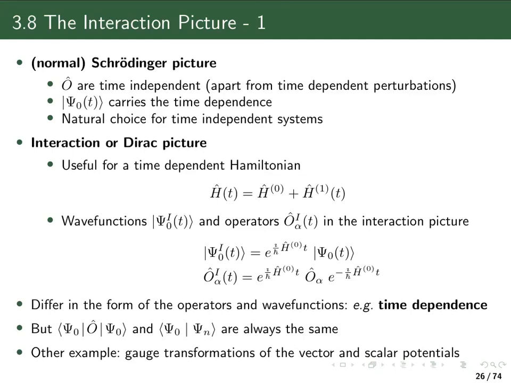Video 20 of the master course Quantum Chemistry of Molecular Electromagnetic Properties. The topic of this lecture is the interaction picture.